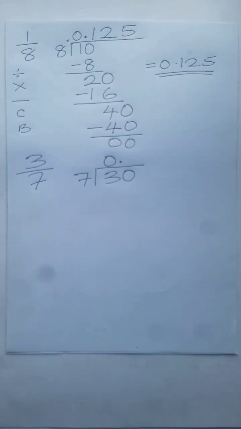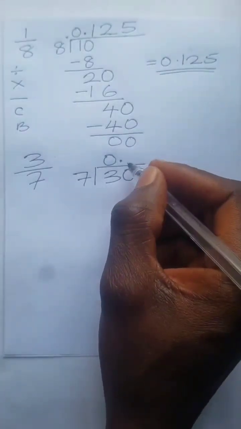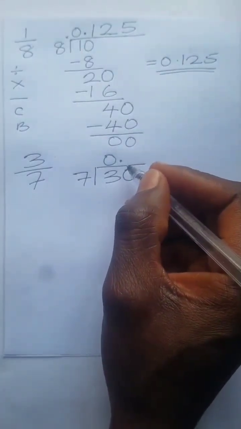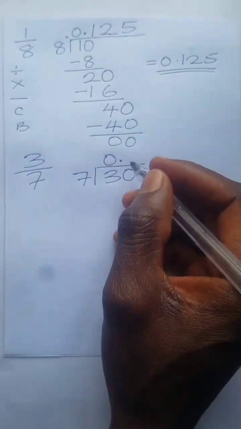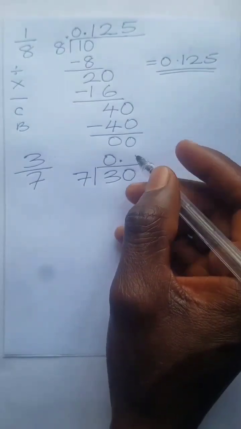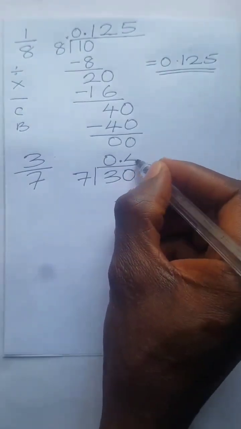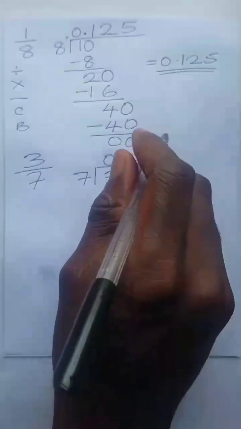How many 7s do I have inside 30? If you do your 7 times table: 7 1 is 7, 7 2 is 14, 7 3 is 21, 7 4 is 28, 7 5 is 35. You find out you have 4 of them. We won't be doing that. We'll just be saying the answers.